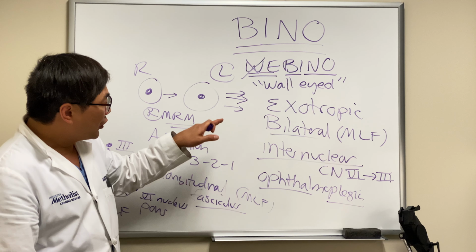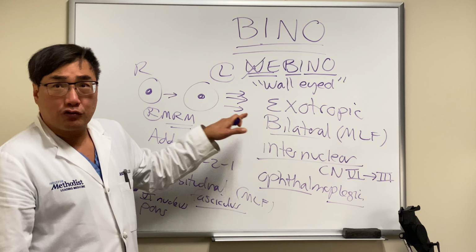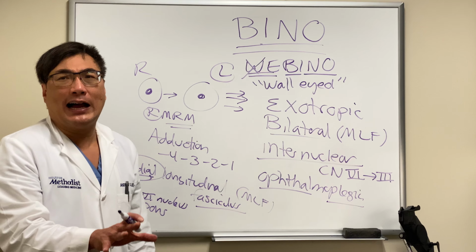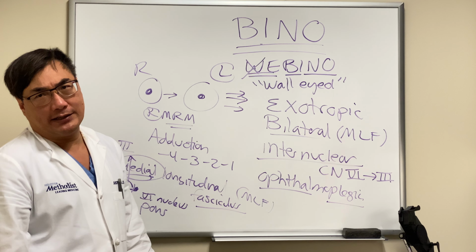In a young person, you should be thinking about demyelinating disease. In an older person, it could still be stroke, especially if it's unilateral. And you should think about pseudo-INO. It looks like an INO, but it's not, and that's most commonly caused by myasthenia gravis.